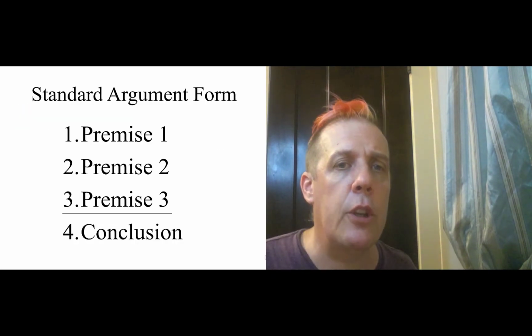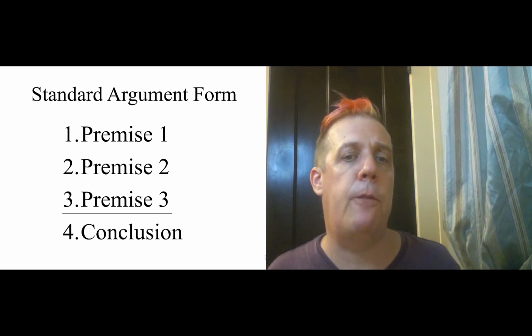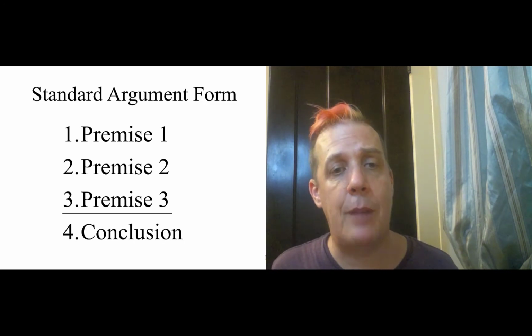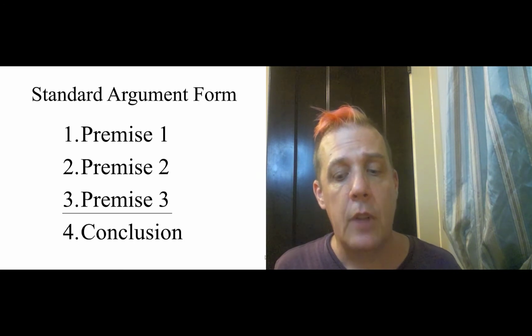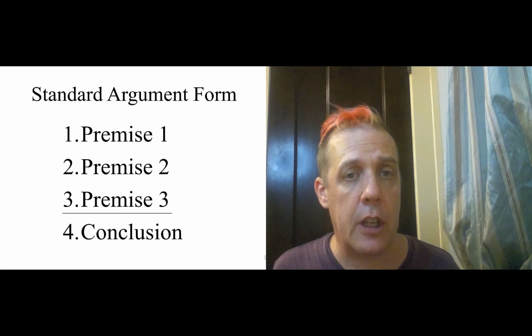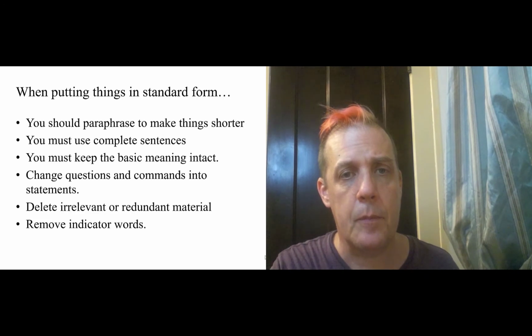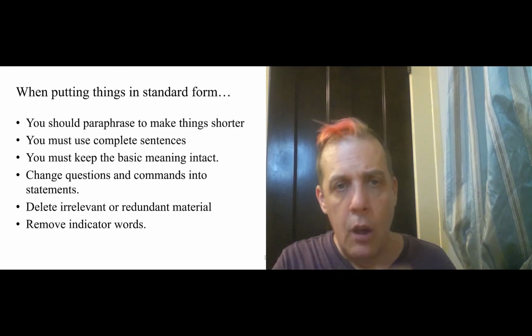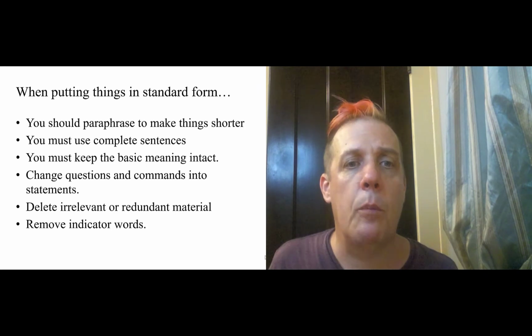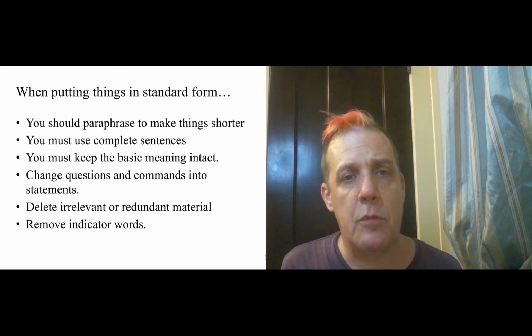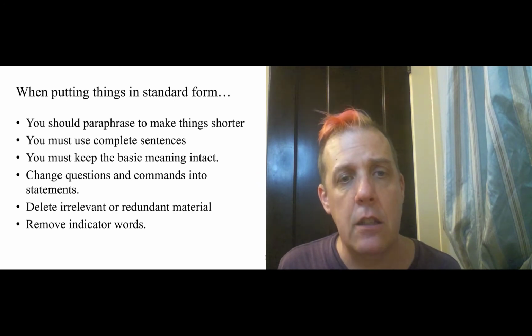So for your homework, you had to write arguments in standard form, which just means that you list the premises, you number them, you draw a line, you write the conclusion. It's meant to look something like arithmetic, because like arithmetic, arguments are basic functions in reasoning. When you put things in standard form, it's okay to paraphrase them to make them shorter. But you must use complete sentences and you must keep the basic meaning intact.